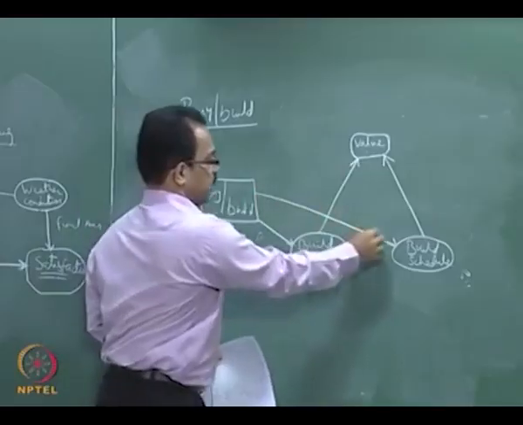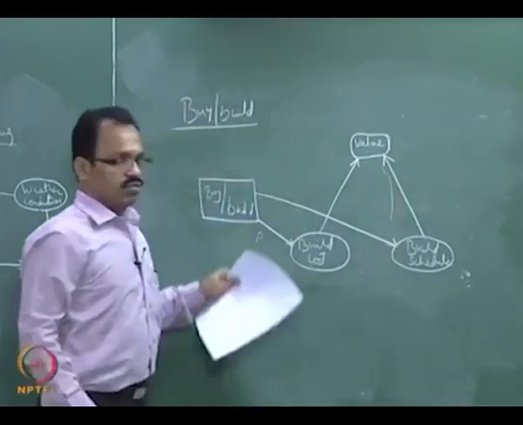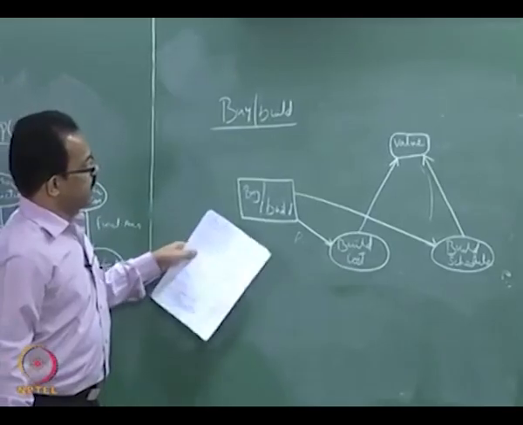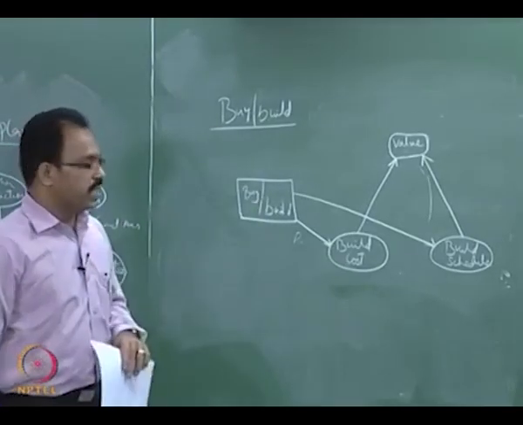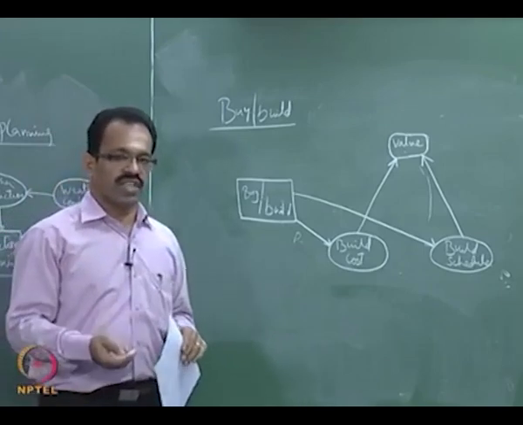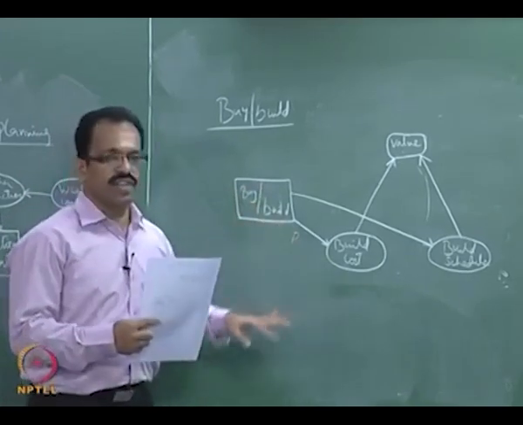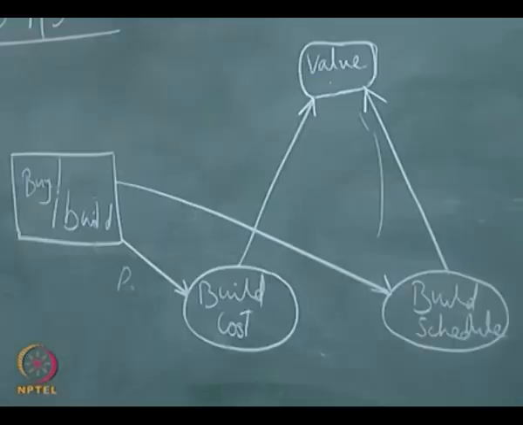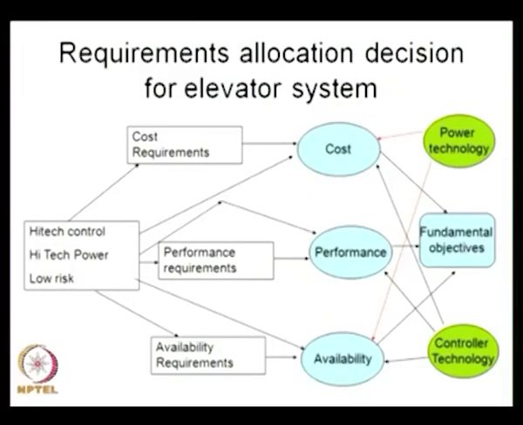So we can choose a particular decision based on that. So this is how we use the influence diagram to represent the buy build decision. Again, this is a very simple example, but we can go for complex cases and see how we develop the influence diagram for such cases. I will just show you one particular case.